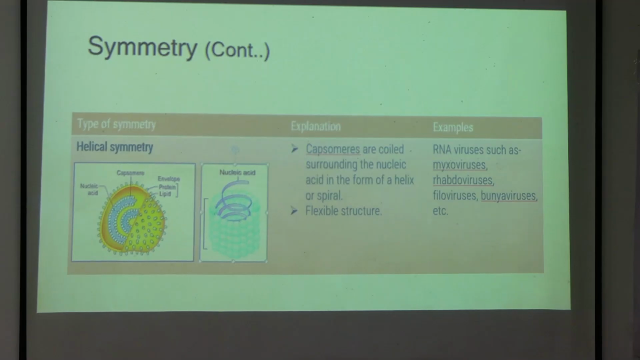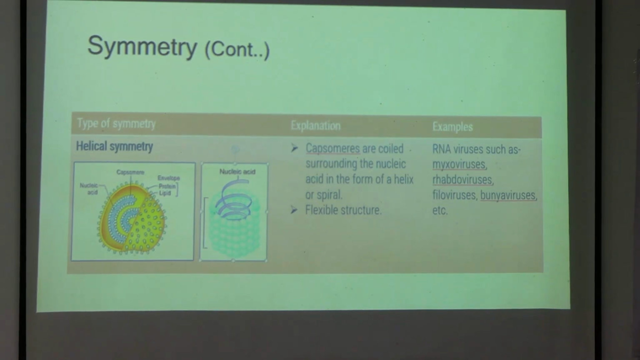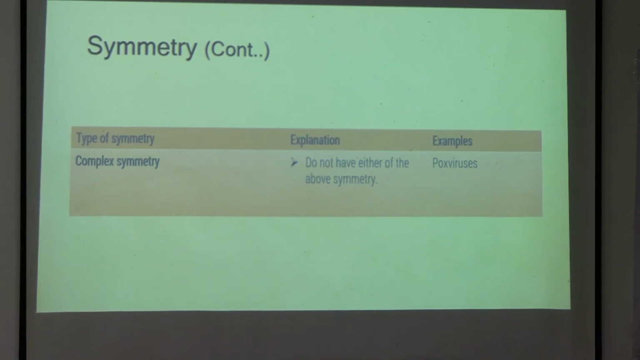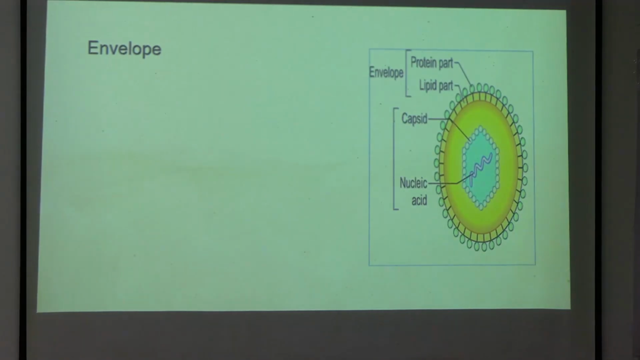Then you have helical symmetry, in RNA viruses such as myxovirus, rhabdovirus, filovirus and Bunya viruses. So you need to know an example of each symmetry. These questions can be asked either as viva or as MCQ. Please remember at least 2 to 3 examples of each type of symmetry. Clear? Then there is complex symmetry that you see in pox virus, okay?